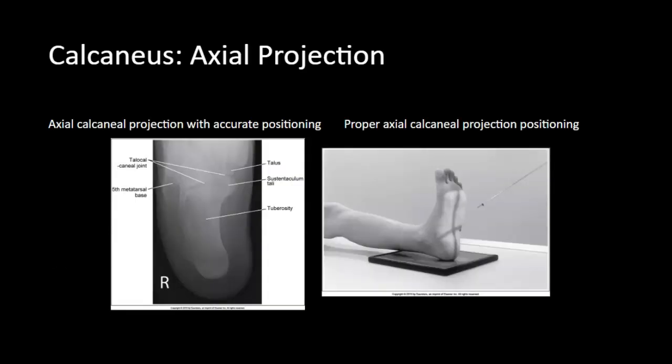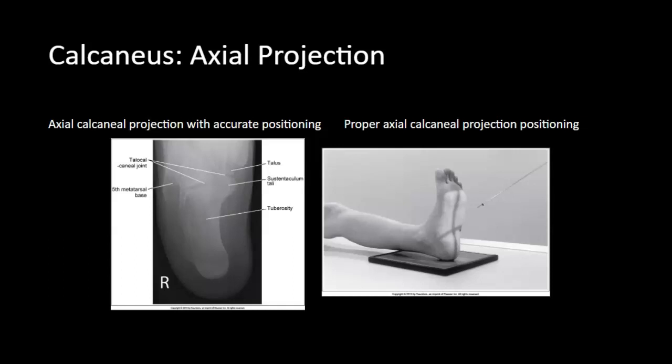Welcome to the image analysis for the calcaneus. We're going to start with the AP axial projection. For the AP axial projection of the calcaneus, the talocalcaneal joint should be demonstrated as open. The calcaneal tuberosity is demonstrated with minimal distortion.